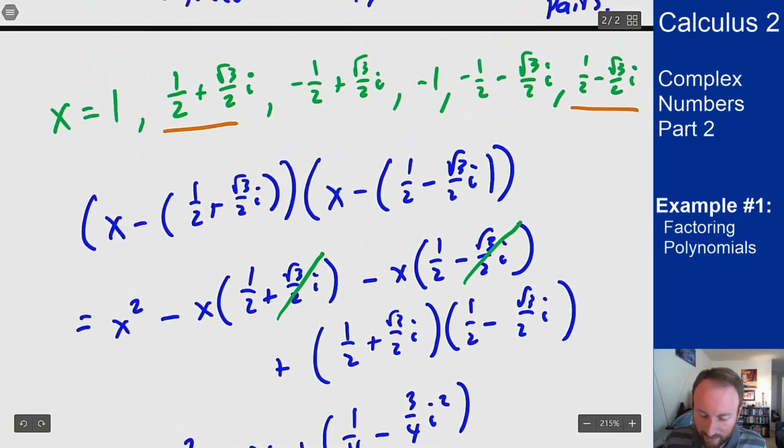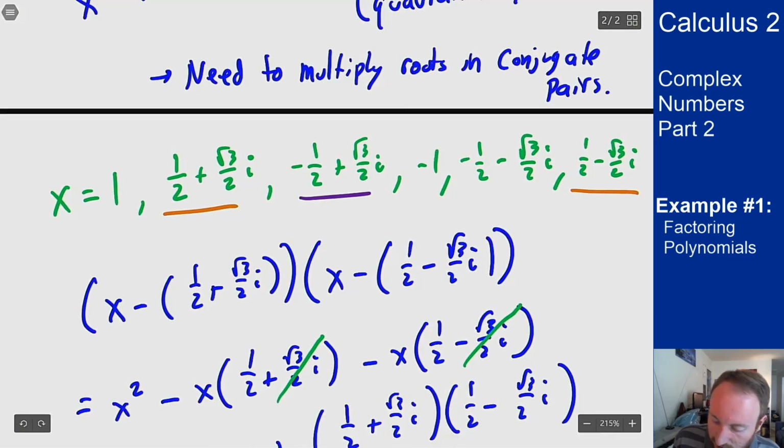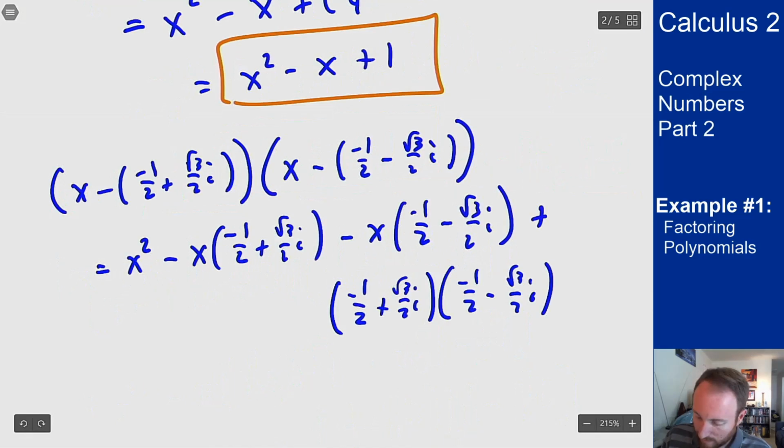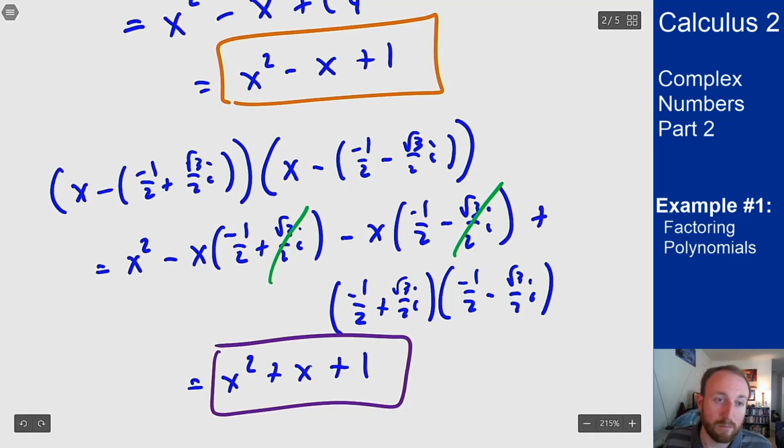Now I can do the same thing with the other pair of conjugate roots here and here, writing them out the same way. I can work out the exact same algebra, and the same cancellation in the middle, and the same difference of squares at the bottom gives me the polynomial x squared plus x plus 1. So basically swap the minus in the second term there for the plus sign. That's because of the minus sign that I get on the 1/2 when I take the other set of roots.